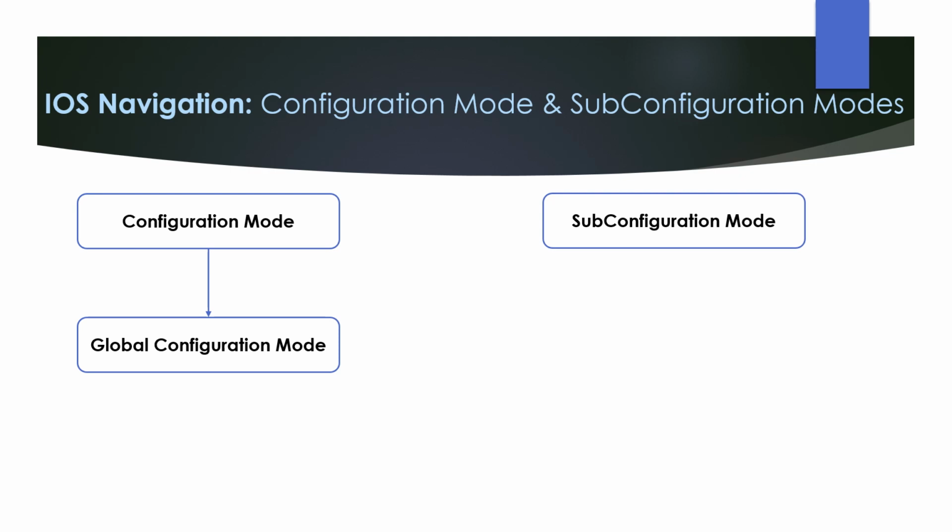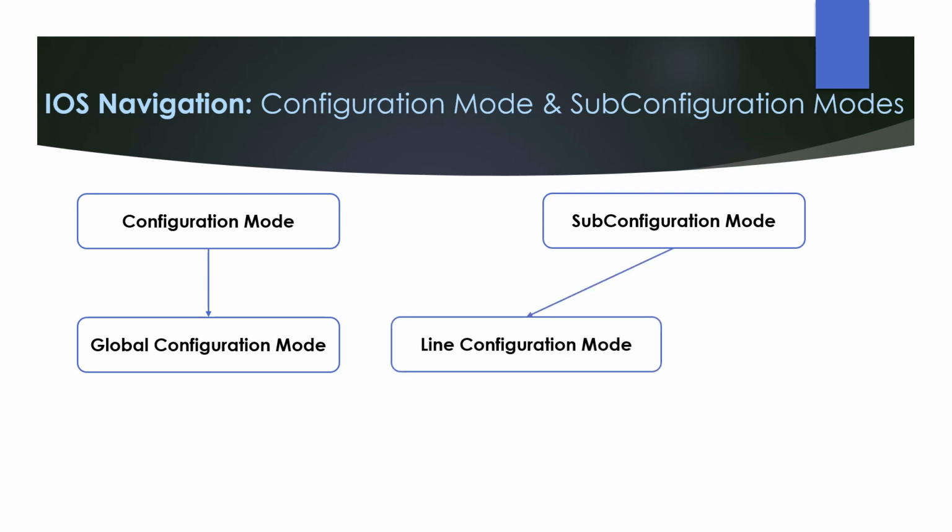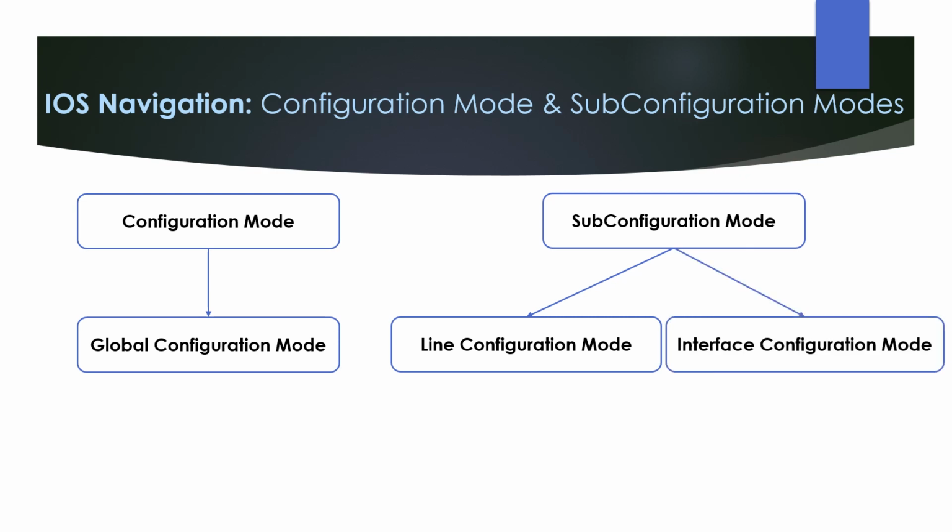Each of these modes allows the configuration of a particular part or function of the iOS device. Two common sub-configuration modes include the line configuration mode, used to configure console, secure shell, Telnet, or AUX access, or the interface configuration mode, which is used to configure a switch port or a router network interface.